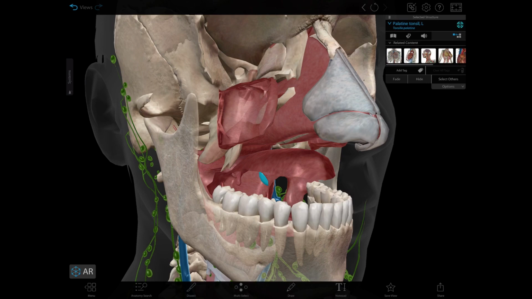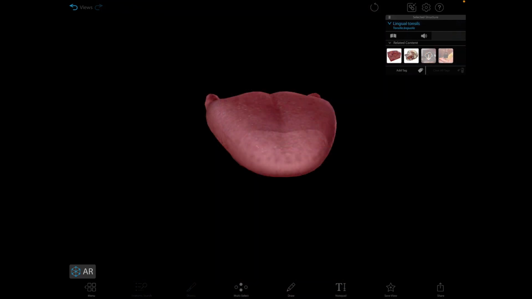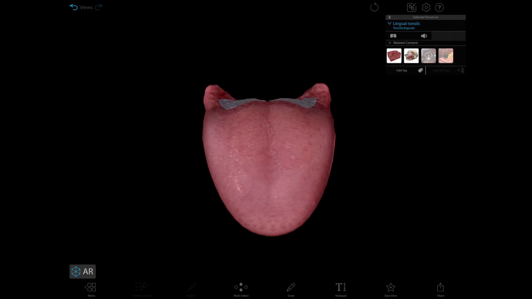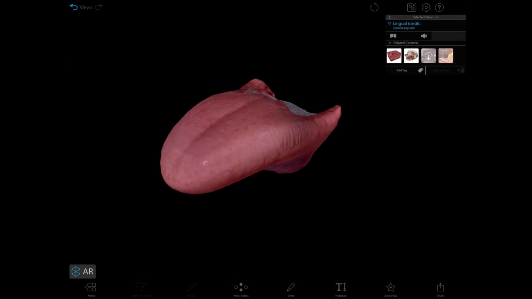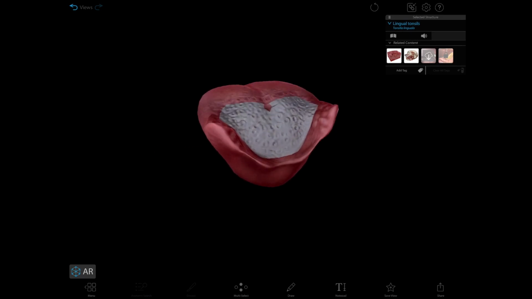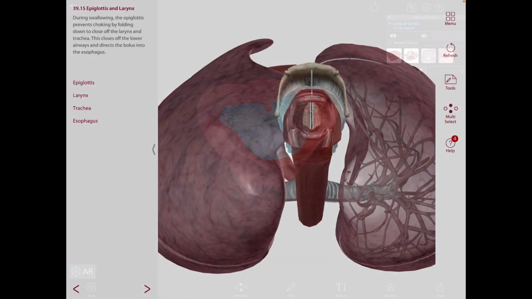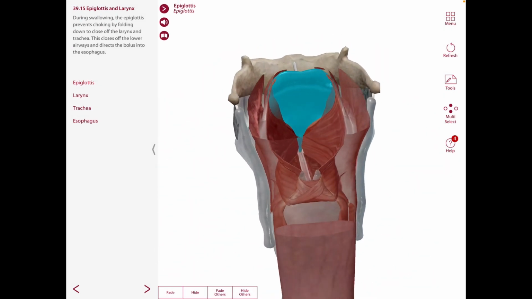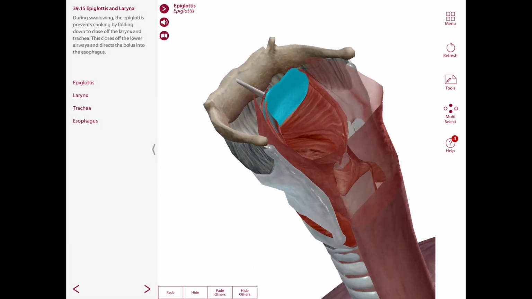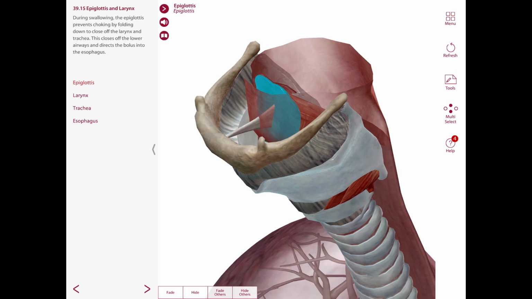The glossopharyngeal nerve is located immediately lateral to this palatine tonsil, and it can be affected during a tonsillectomy. What you're seeing right now is the tongue, and the pharyngeal part of the tongue is characterized by the presence of a large amount of lymphoid tissue, which we call the lingual tonsil, and that's what you're looking at here in blue.